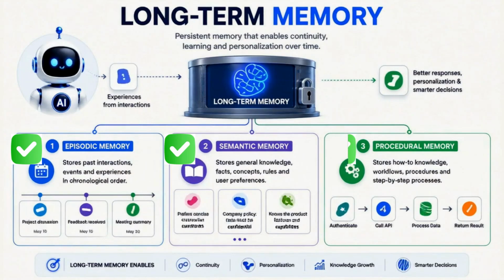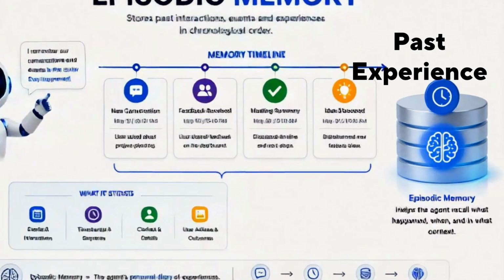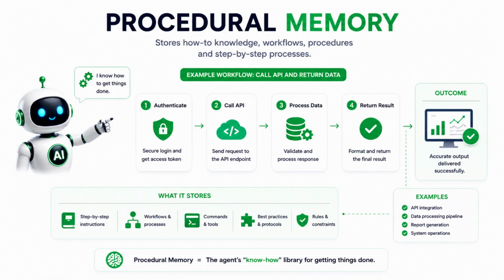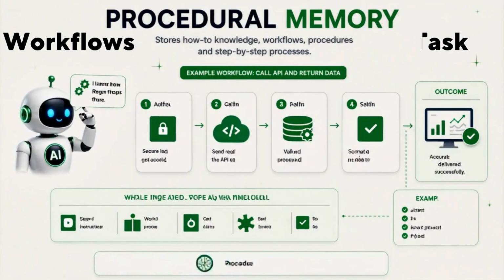It has three subtypes. First, episodic memory. This stores past experiences and interactions. Second, semantic memory. This stores facts, concepts, rules, and preferences. And third, procedural memory. This stores workflows and task execution knowledge.